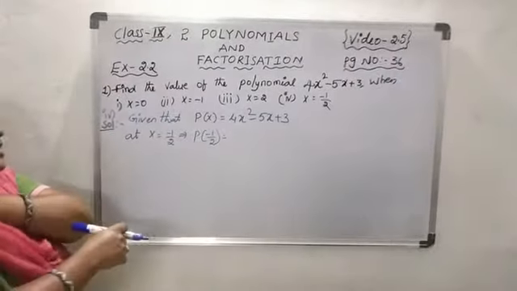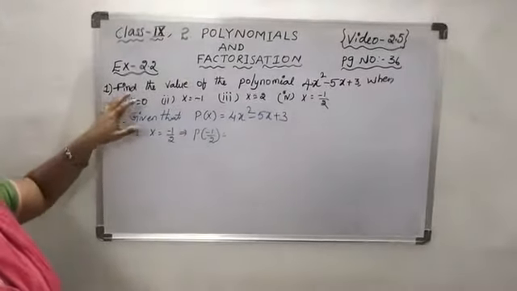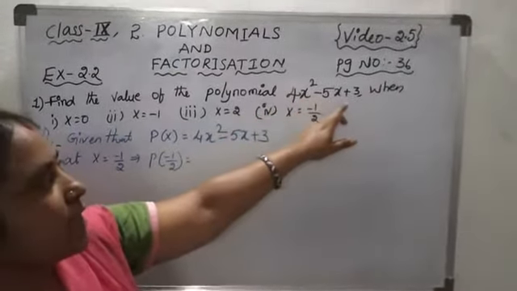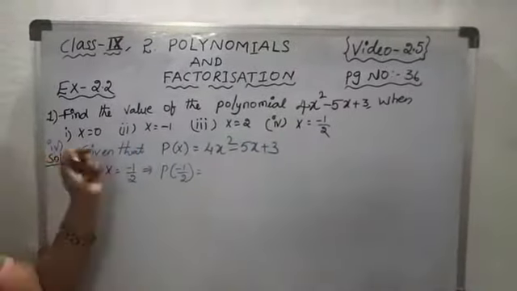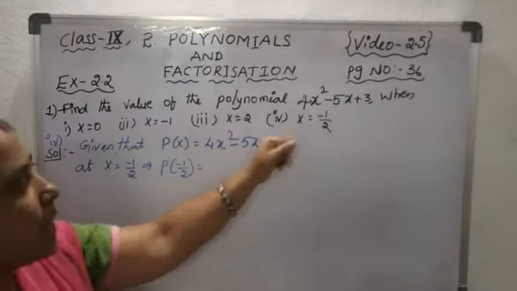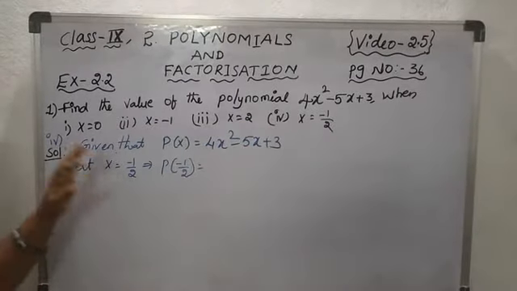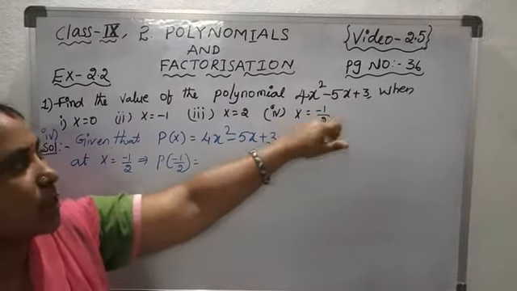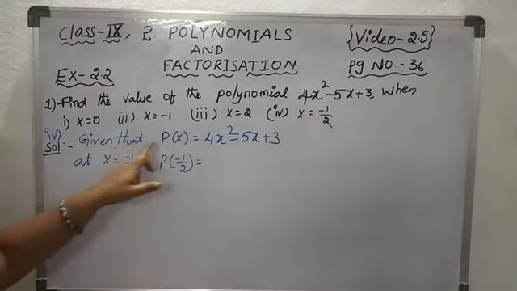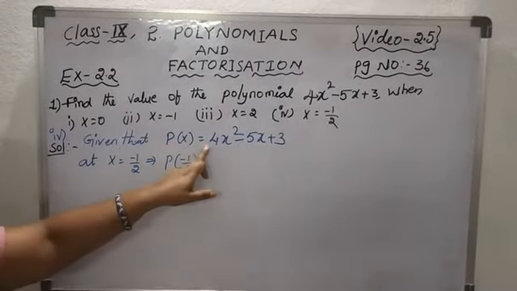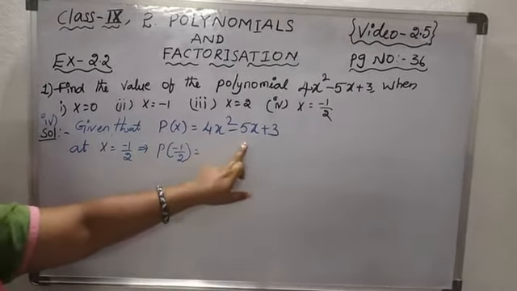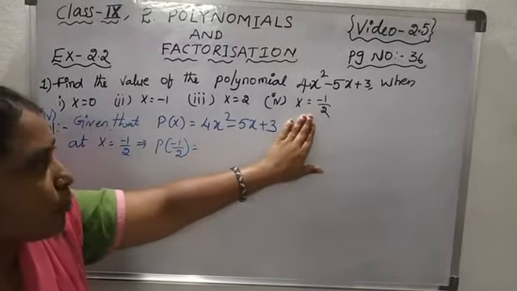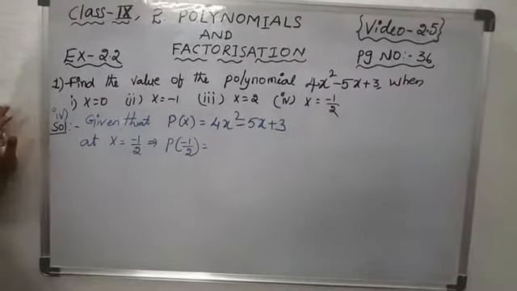Okay. In exercise 2.2, the first bit is about finding the value of the polynomial 4x square minus 5x plus 3 when x is equal to 0, minus 1, 2 and minus 1 by 2. Here we are observing the given polynomial is this one, 4x square minus 5x plus 3. So consider the polynomial p of x is equal to 4x square minus 5x plus 3. Now I am explaining this fourth problem. The remaining you can do on your own.